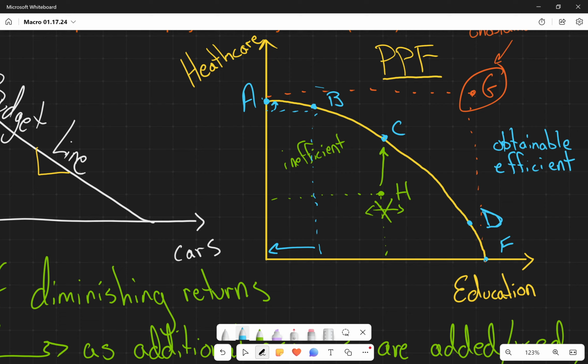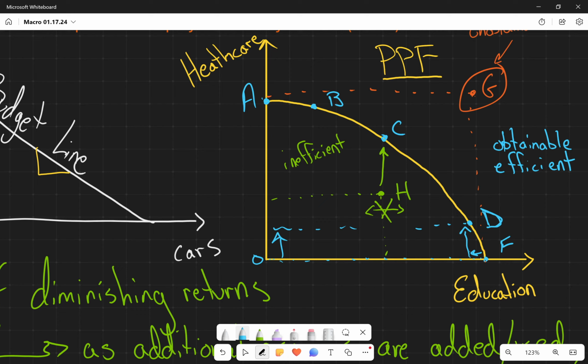Now compare that to the situation right here, where we have zero healthcare. At the extreme where there's zero healthcare, by giving up a very small amount of education, we're able to increase the amount of healthcare significantly. And this has to do with the resources that are used. Essentially, the more productive resources are always going to be used first.